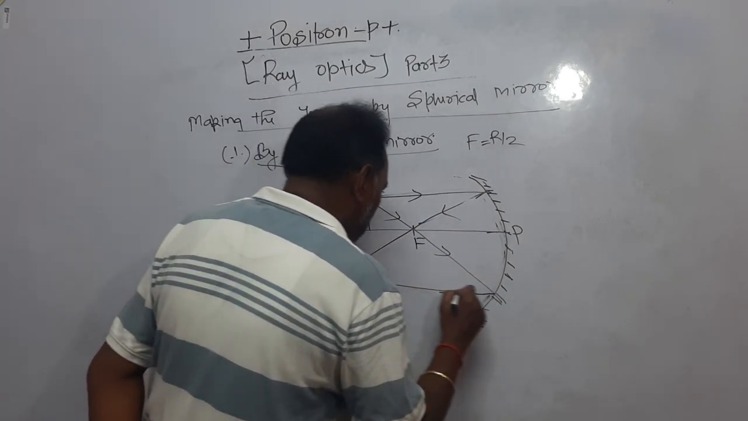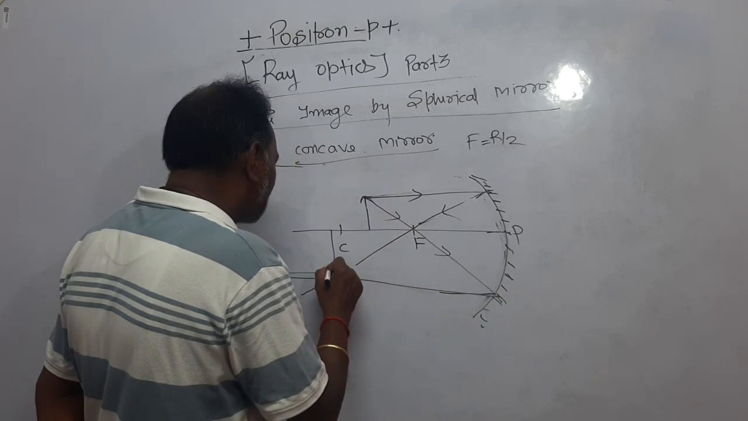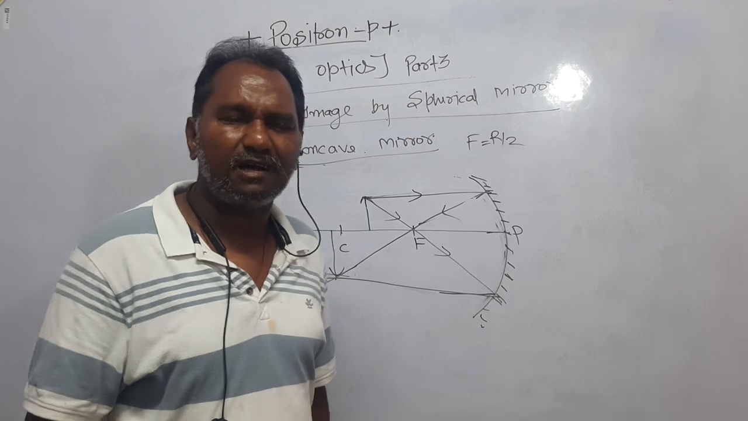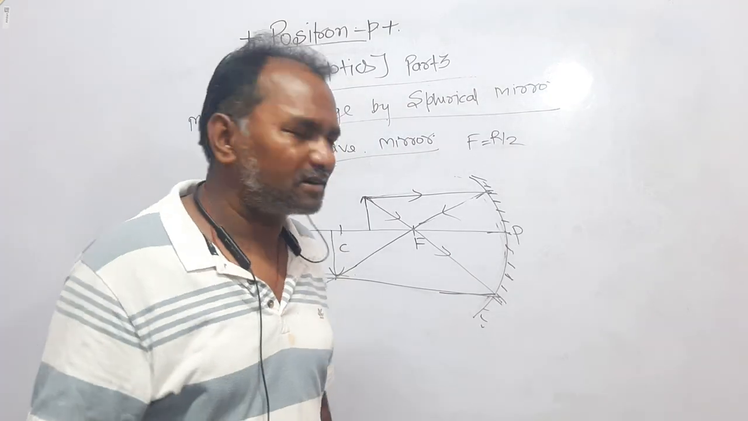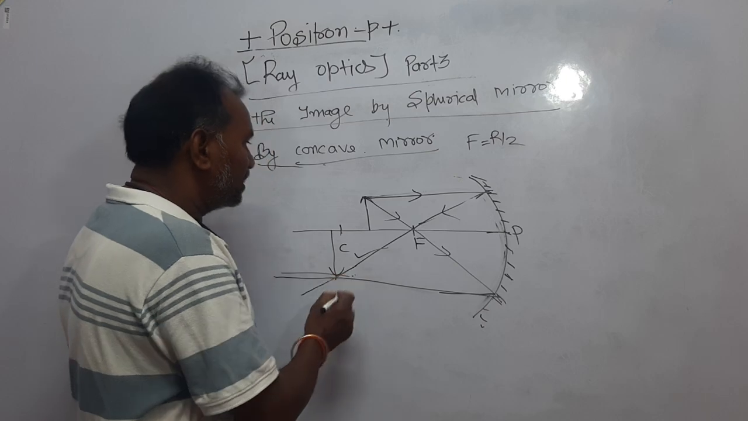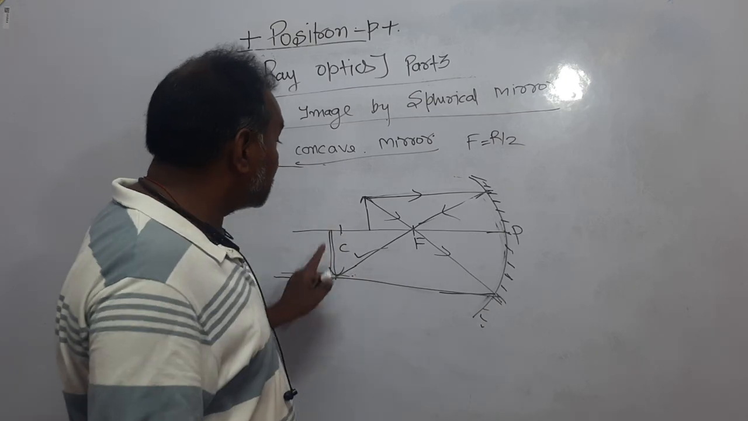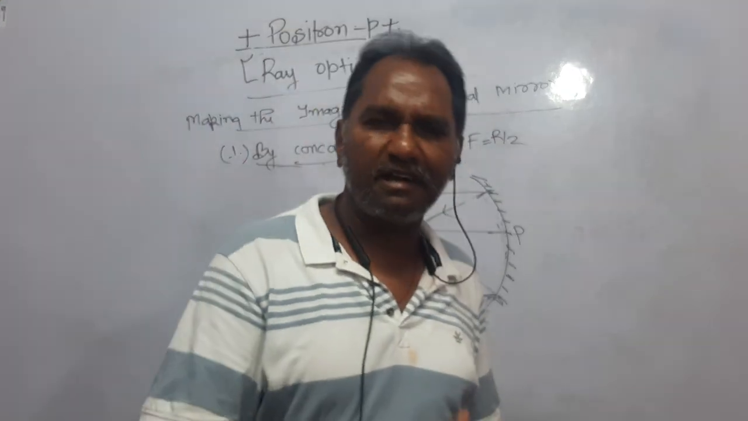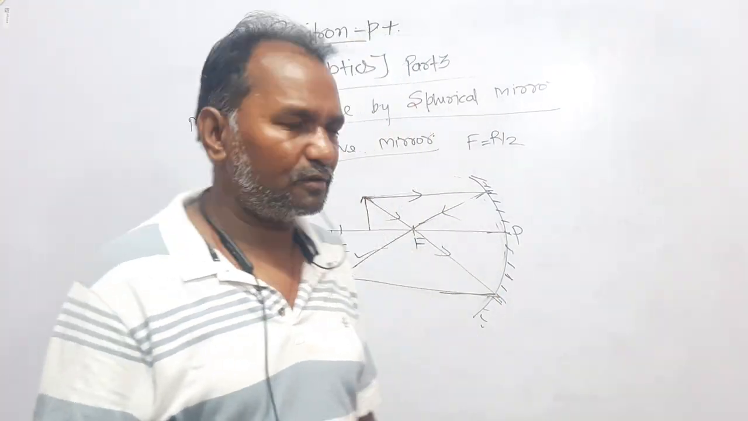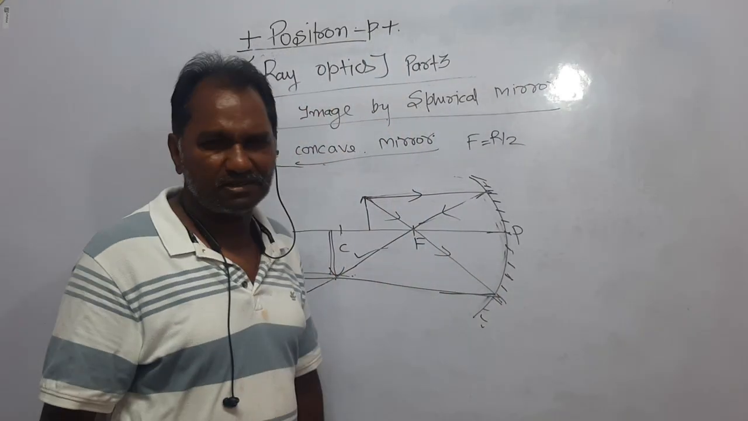Dear student, this time again the reflected rays are actually intersecting. That is why the image will be real, right? And it is inverted. And this time it is bigger than the object. The size of image is bigger than the size of object. Now let's move further.